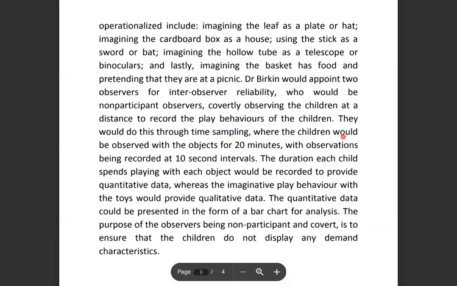Where the children would be observed with the objects for 20 minutes, that's the time I've set, with observations being recorded at 10-second intervals. Similar to what Bandura did. Bandura did it at 5-second intervals. The duration each child spends playing with each object would be recorded to provide quantitative data. So I've explained the type of data I'm collecting and how I'm collecting it. All right. And one thing I've also said is every single child's duration will be for 20 minutes.